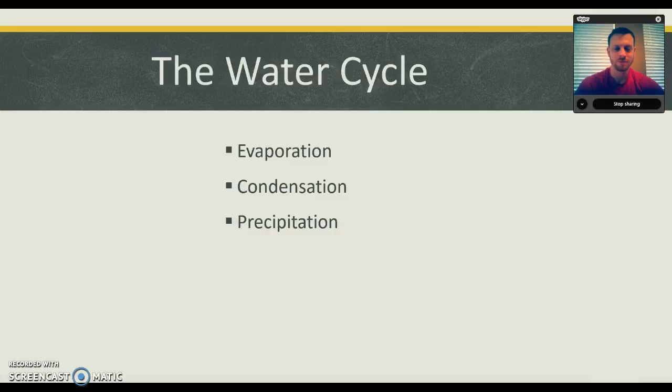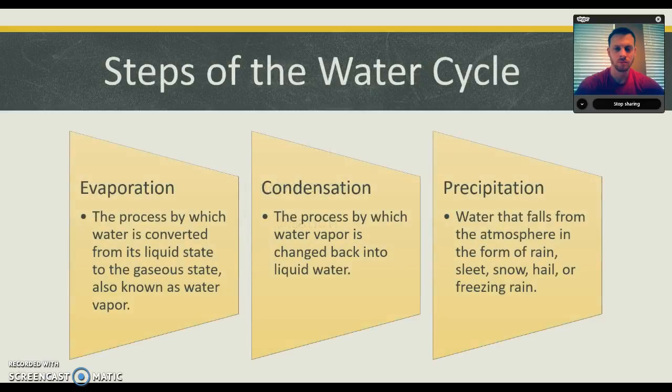And the three main steps of the water cycle that we're going to focus on are evaporation, condensation, and precipitation. So here are the steps of the water cycle. Evaporation is the process by which water is converted from its liquid state to the gaseous state, also known as water vapor. Condensation is the process by which water vapor is changed back into liquid water. Precipitation is the water that falls from the atmosphere in the form of rain, sleet, snow, hail, or freezing rain.